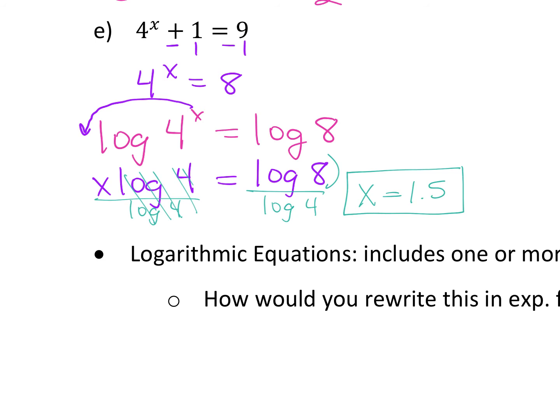1.5. Real quick, something to notice. Log 8 divided by log 4 is not equal to log 4, right? Don't do 8 divided by 4. It's not 8 divided by 4. It's the log of 8 divided by the log of 4, okay? So you should get 1.5 there.